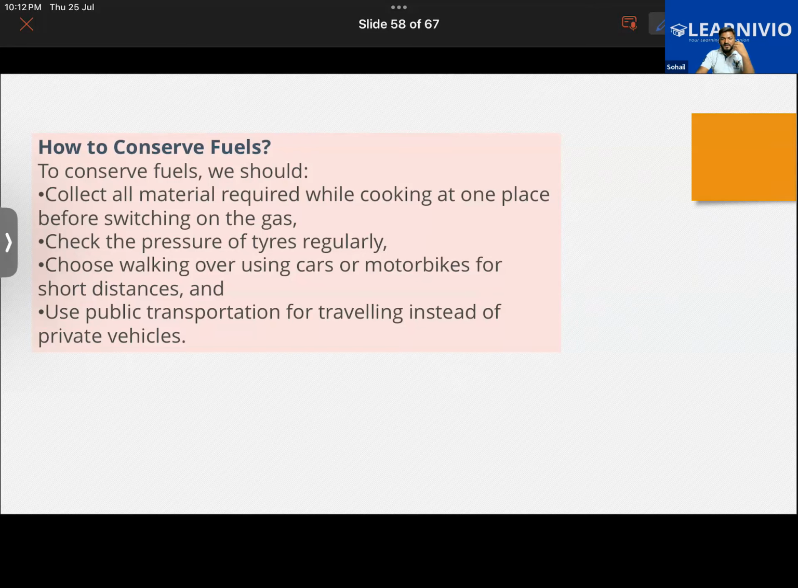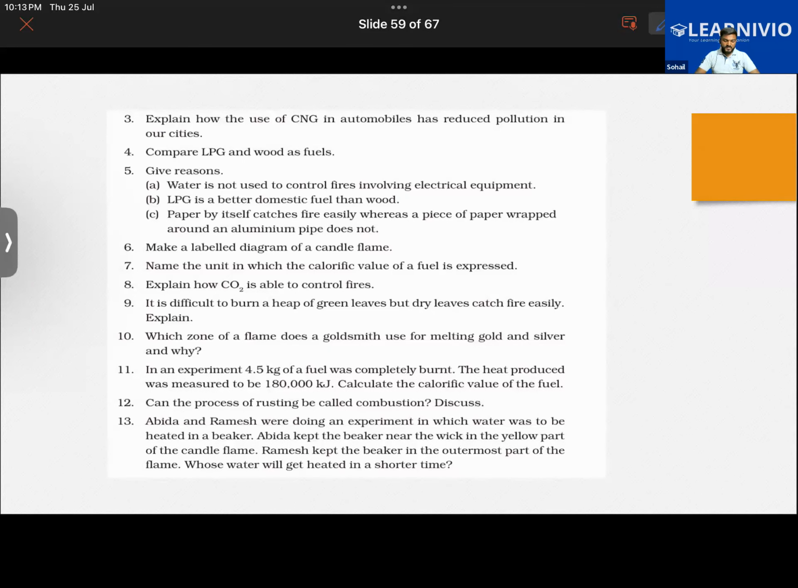Anyways, coming back to the topic, you can check the pressure of tires regularly before driving the vehicle, or you can simply walk if it's a nearby place. People should be encouraged to use public transport instead of private vehicles. For example, if my office happens to be nearby, I would rather choose public transport than go there by car. Also, use of public transportation solves the problem of traffic too, right? Yes, sir. That is something we have discussed.